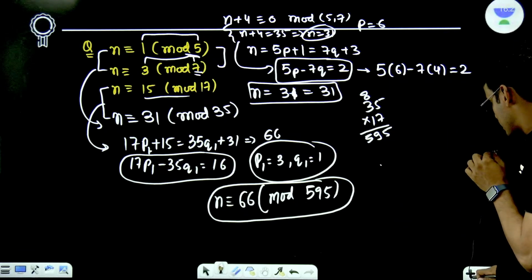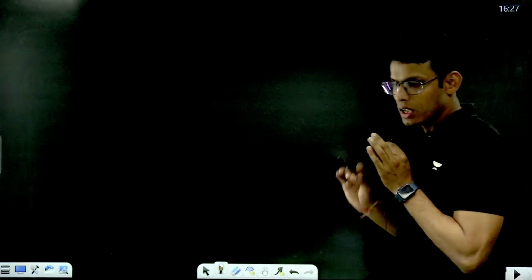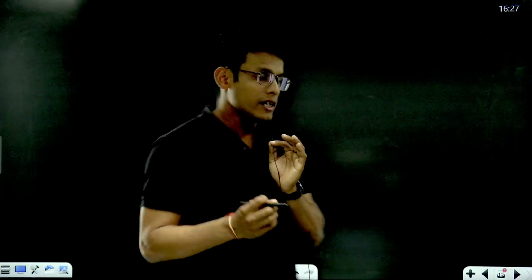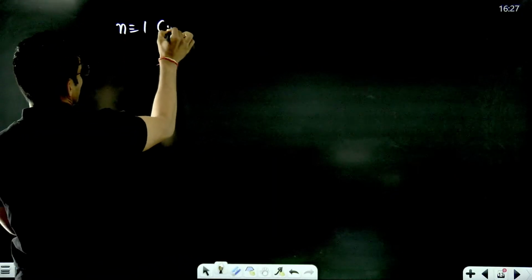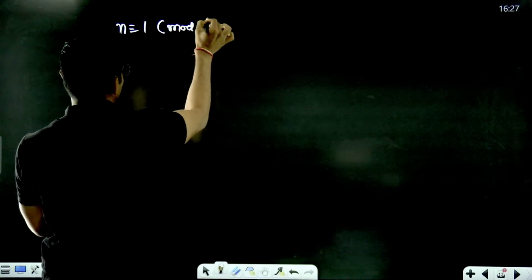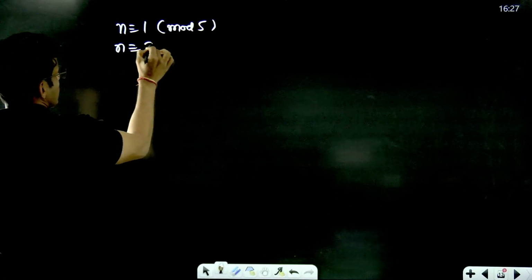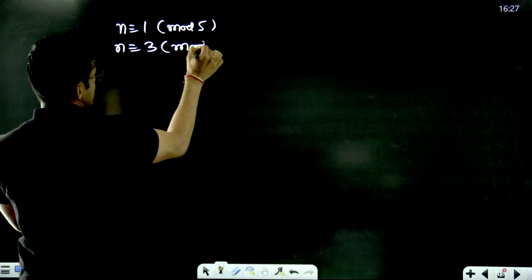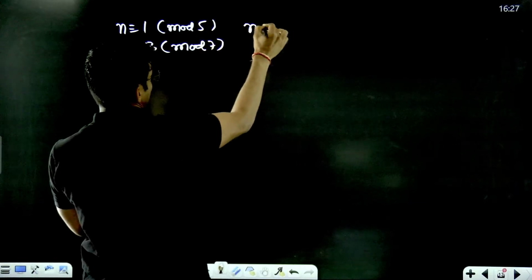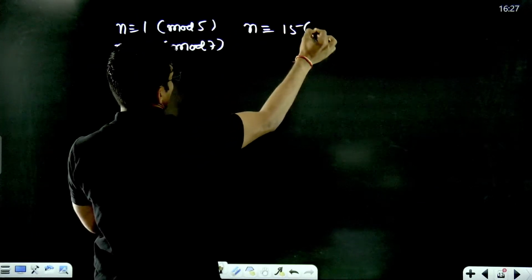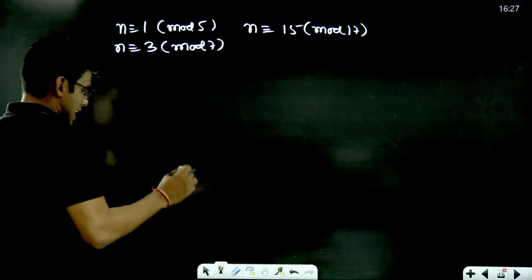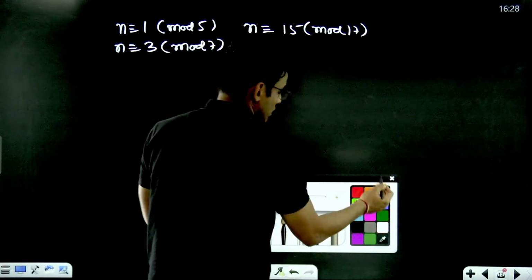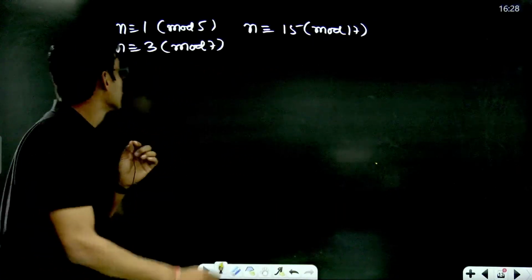Now let me give you another method for it. This method is self-developed based on my JEE teaching. So n is congruent to 1 mod 5 and n is congruent to 3 mod 7. Let's solve this.